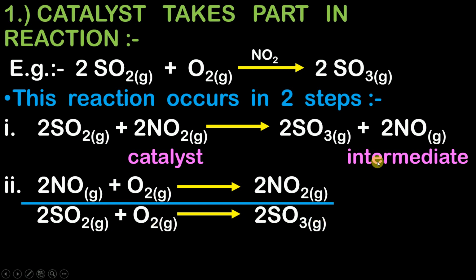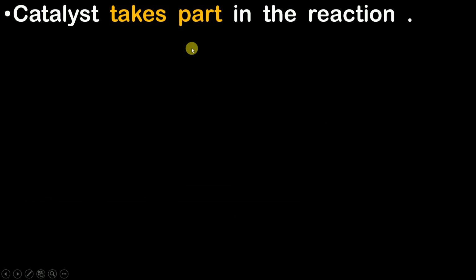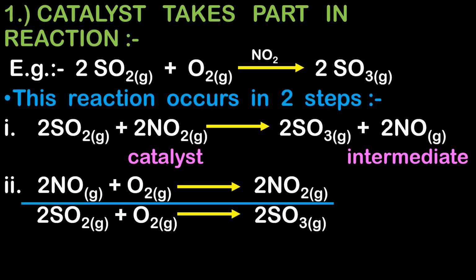Now, let us understand the points that are important in this example. The first point is that catalyst takes part in the reaction. As you can see over here, the catalyst has got consumed in the first step, and in the second step it has got regenerated. Okay, so in the second step we get our catalyst back. So guys, can I say in the first step the catalyst gets consumed, and in the second step we get our catalyst back as it is.